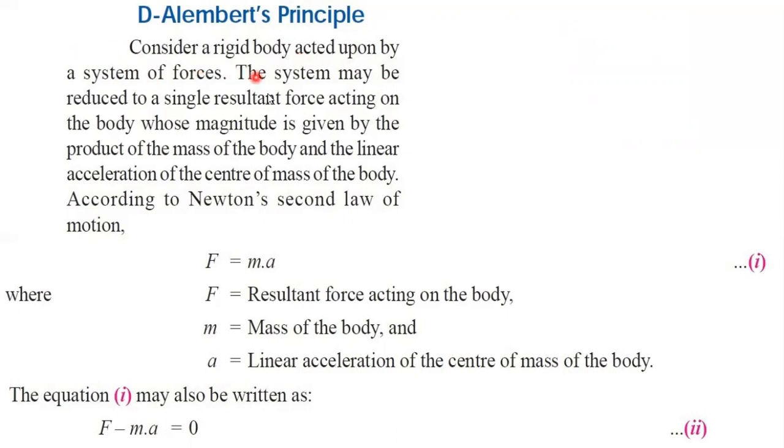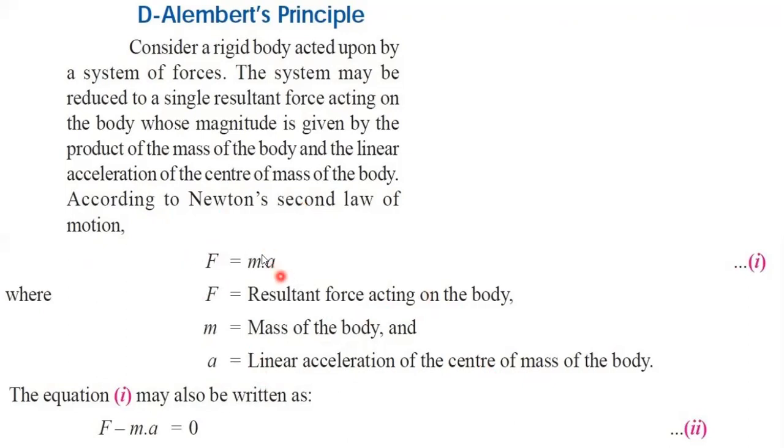Consider a rigid body which is acted upon by various forces, and now we take the system and consider it as a single resultant force. It is just the product of the mass of the body and the acceleration of the body. This is mainly due to Newton's second law of motion. According to Newton's second law, F is equal to ma, where F is the resultant force acting on the body, m is the mass of the body, and a is the linear acceleration of the center of mass of the body. This is equation 1.